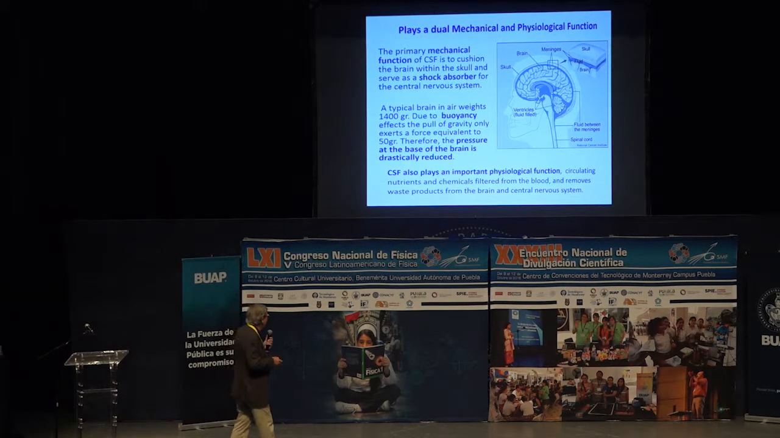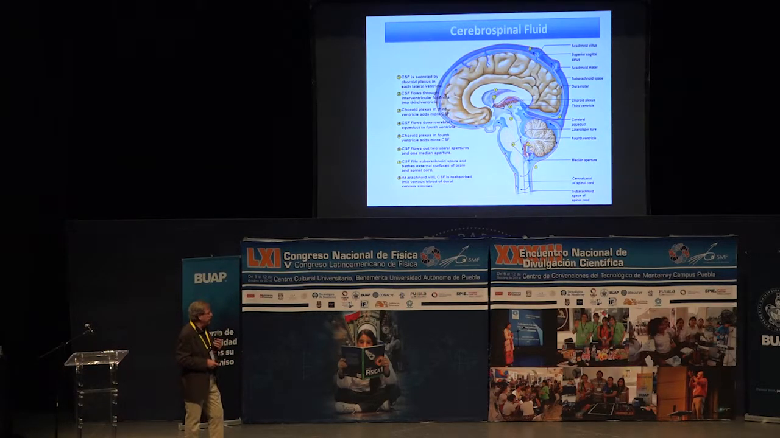But for the talk today, I would like you to pay attention to this very important role. The cerebrospinal fluid plays a very important function because it circulates nutrients and also removes the waste product of metabolism from the central nervous system. So it's a fluid that has to circulate, has to move, because it's bringing nutrients and taking away the products of the metabolism.